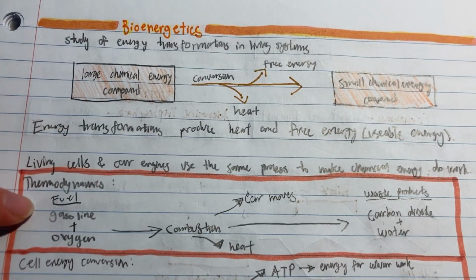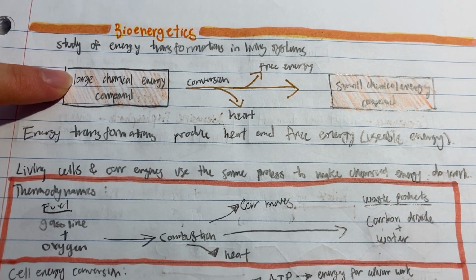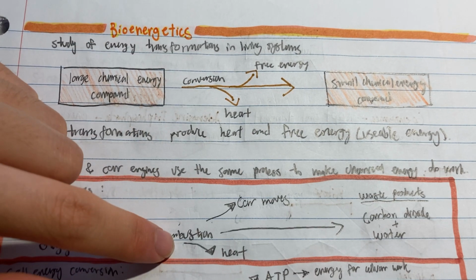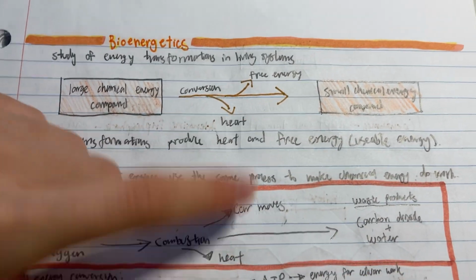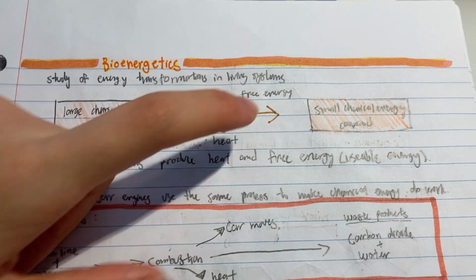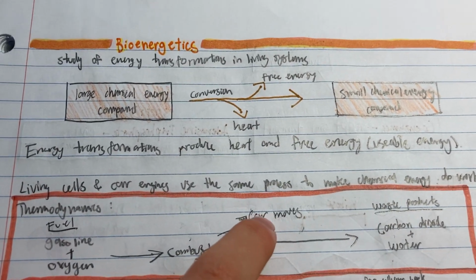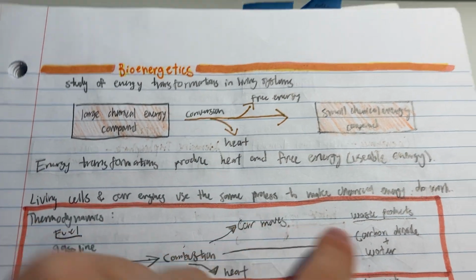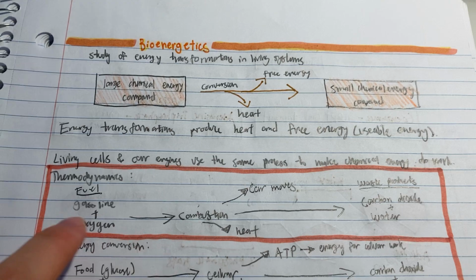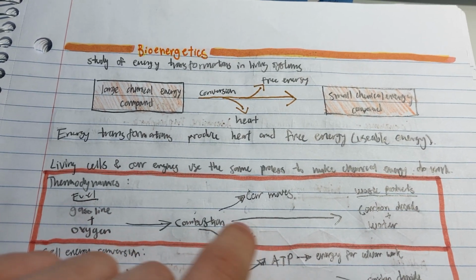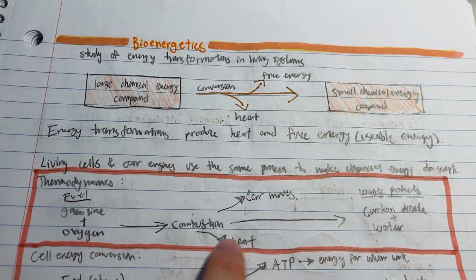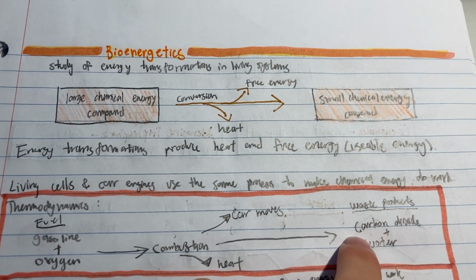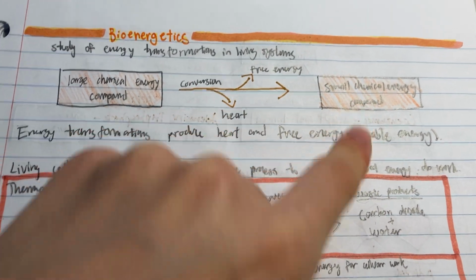In thermodynamics, the large chemical energy compound would be gasoline plus oxygen. And then the conversion process would be combustion. You also release heat. And then the free energy that is released in thermodynamics is that the car moves. The free energy makes the car move. And then after you turn gasoline plus oxygen to the product using combustion, you get carbon dioxide and water. So the carbon dioxide and water is the small chemical energy compound.